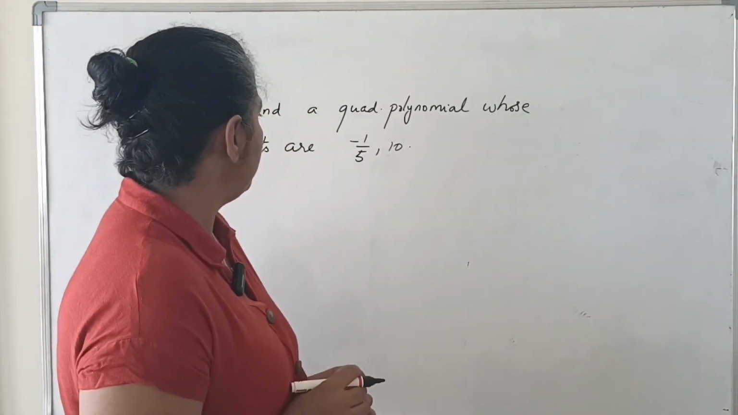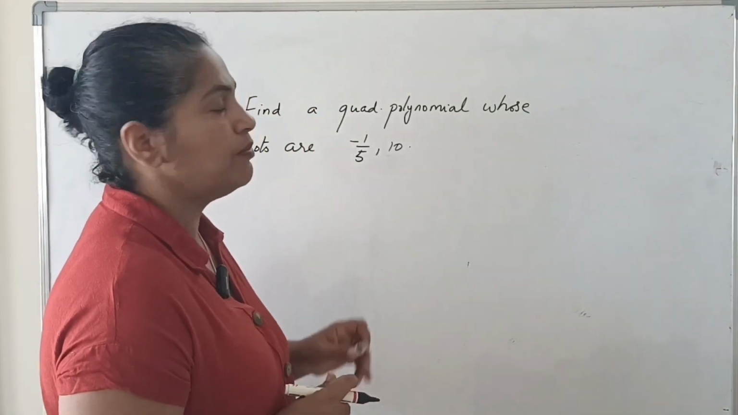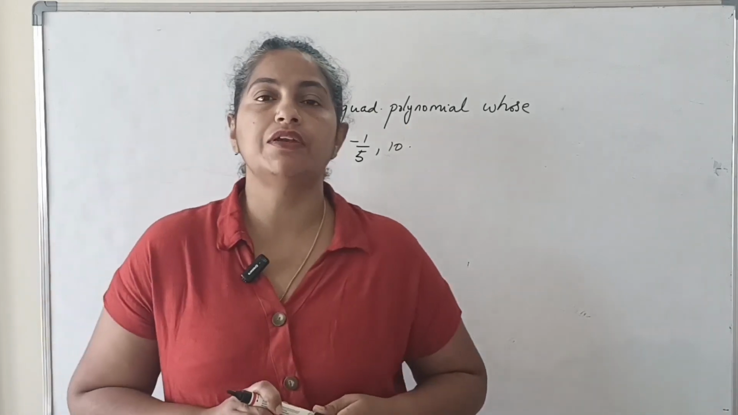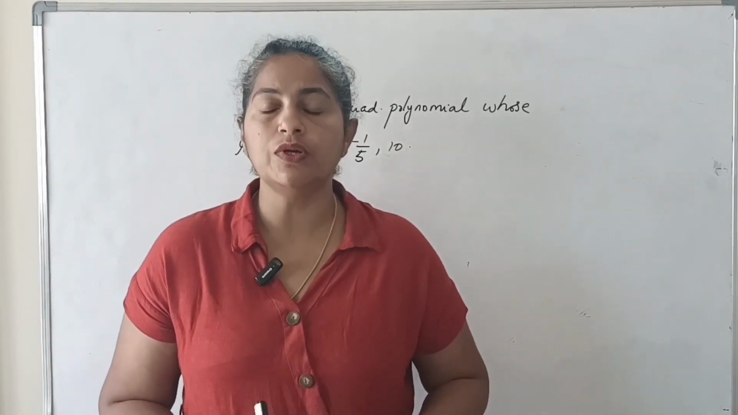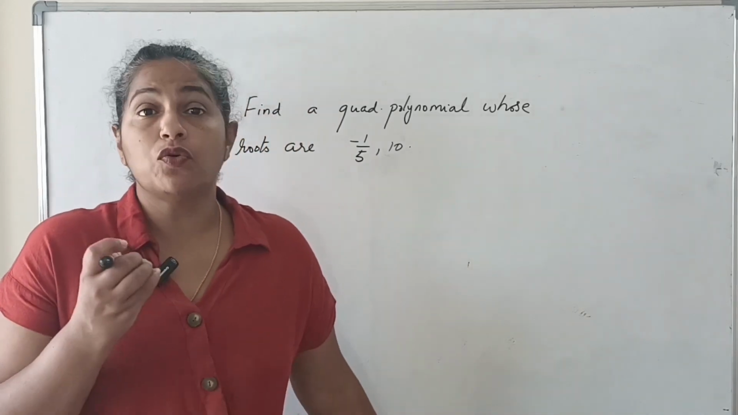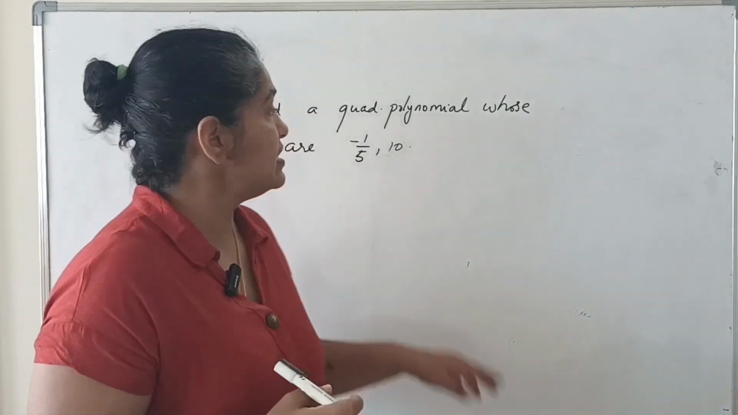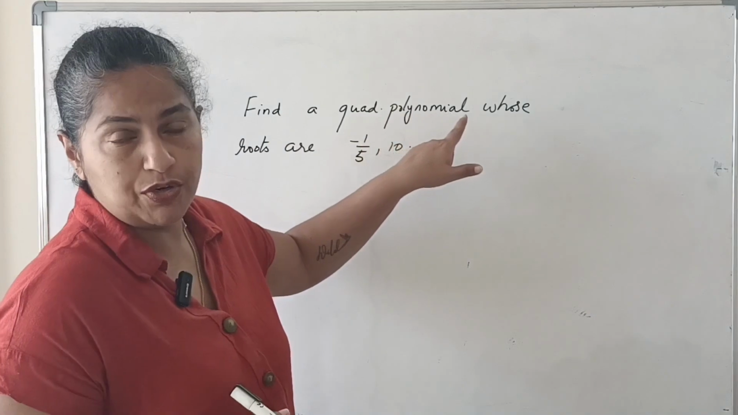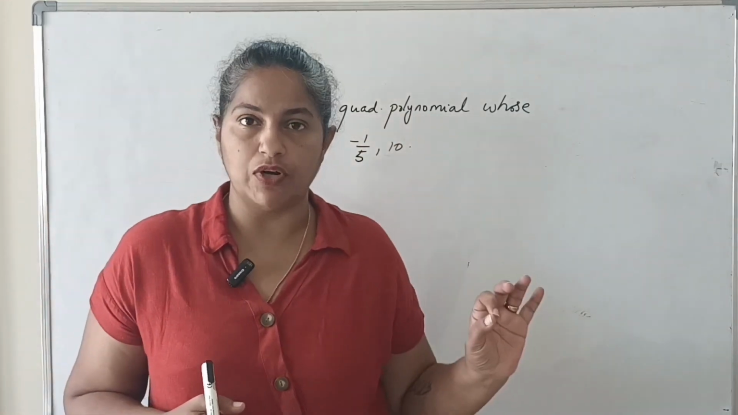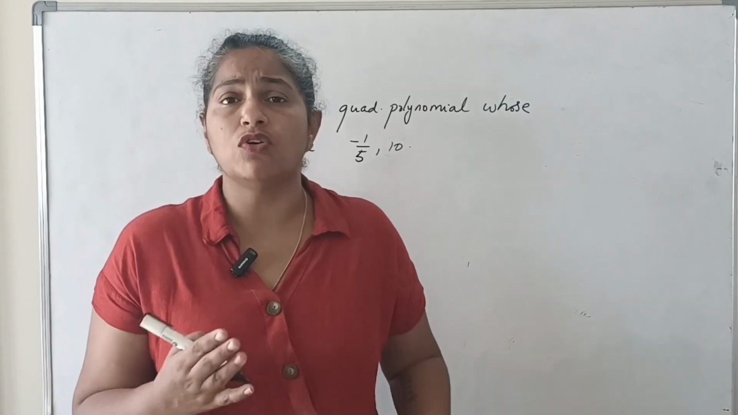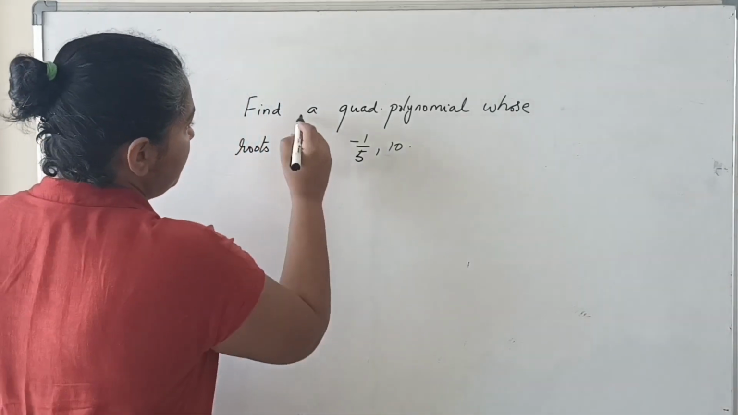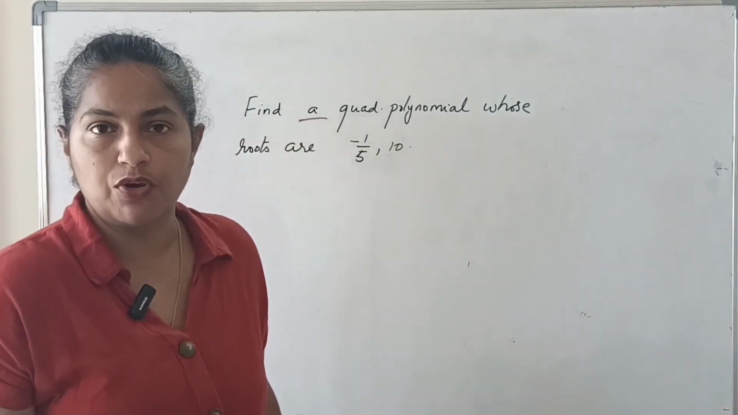Find a quadratic polynomial whose roots are minus 1 by 5 and 10. This is similar to the questions that you can find in any of the reference books or the NCERT textbook. Now, I have already told you the difference between the questions "find the quadratic polynomial" or "find a quadratic polynomial".